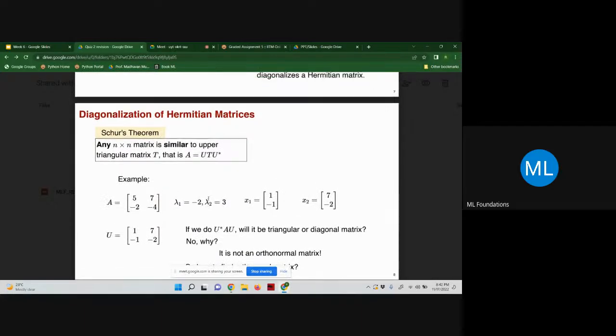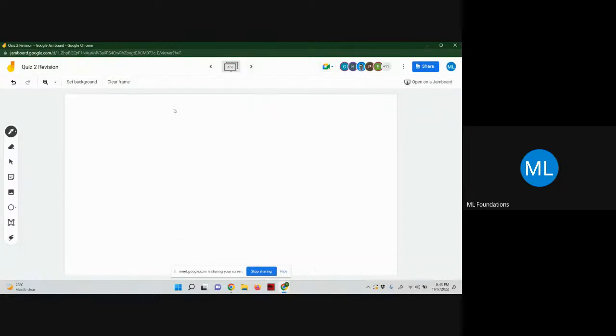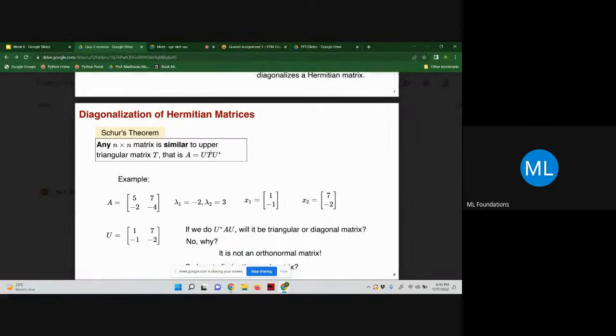Can you come again on Schur's theorem? I told you that if A is a Hermitian matrix, then you get A equals U lambda U star, where lambda is the diagonal matrix. But let's say A is not a Hermitian matrix, but some n cross n matrix. Then you get A equals U T U star, where T is not diagonal, it is upper triangular. And if A is Hermitian, then that upper triangular matrix becomes the diagonal matrix.